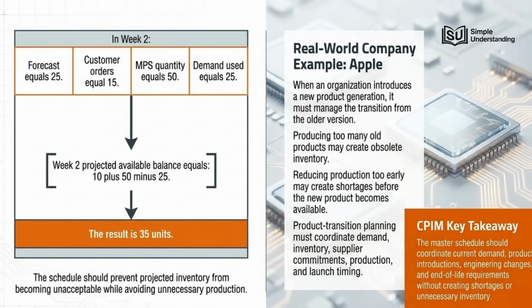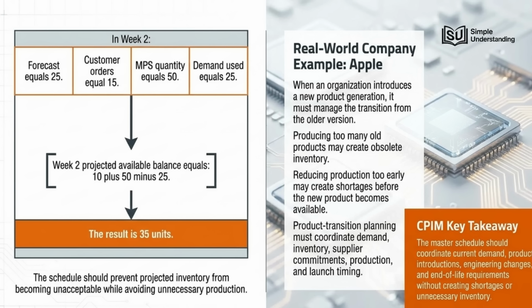Real-world company example. Apple. When an organization introduces a new product generation, it must manage the transition from the older version. Producing too many old products may create obsolete inventory. Reducing production too early may create shortages before the new product becomes available. Product transition planning must coordinate demand, inventory, supplier commitments, production, and launch timing. CPIM key takeaway. The master schedule should coordinate current demand, product introductions, engineering changes, and end-of-life requirements without creating shortages or unnecessary inventory.